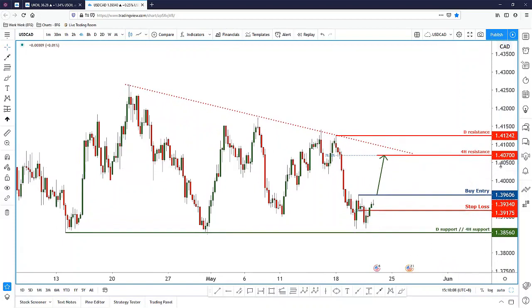Now if price breaks below the stop loss, I will actually take a short trade down towards the daily support. This is just to cover back the losses that I made over here. All right, so that's all for today's trade of the day: how to play a very simple descending triangle pattern intraday move.